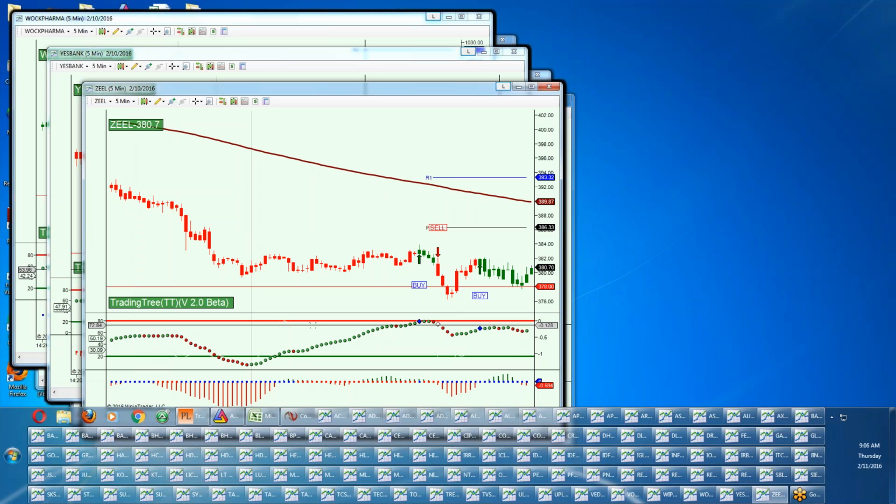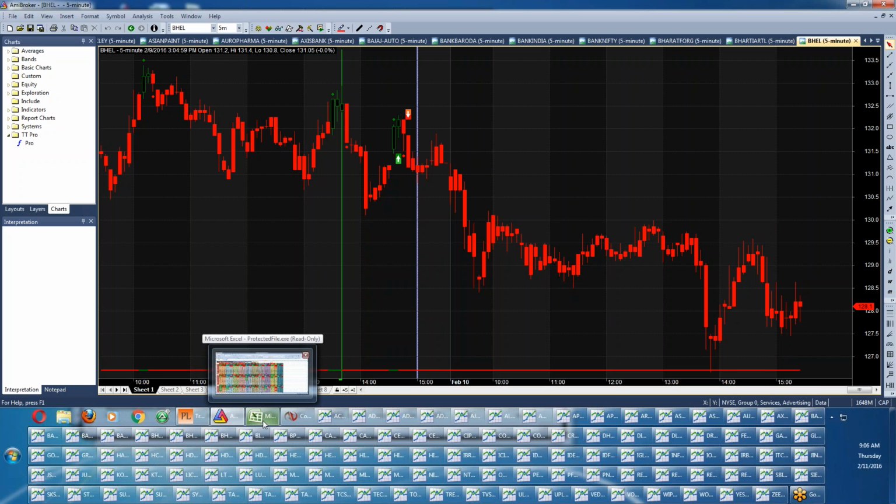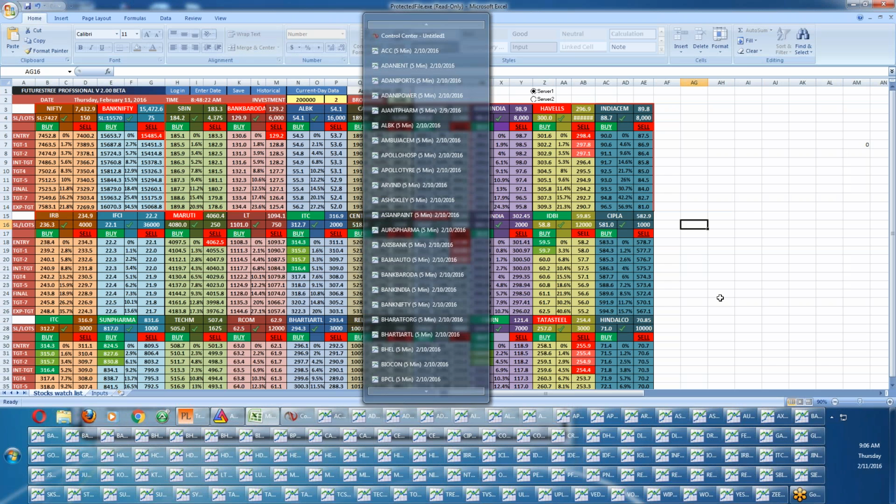I've just opened all these charts in TradingTree, and apart from that, I have also opened Ammybroker. Now we will see a combination of both our CashTree application and the TradingTree charts.